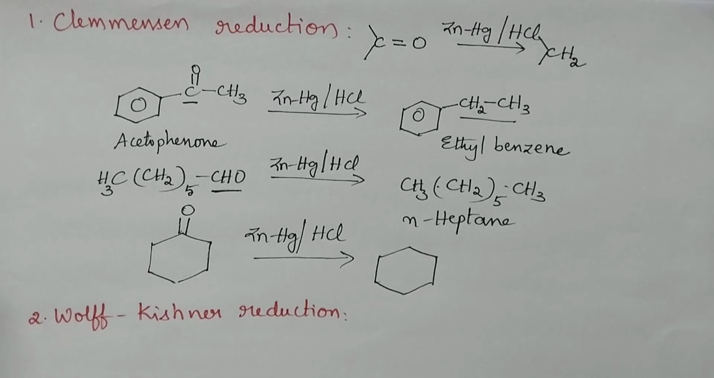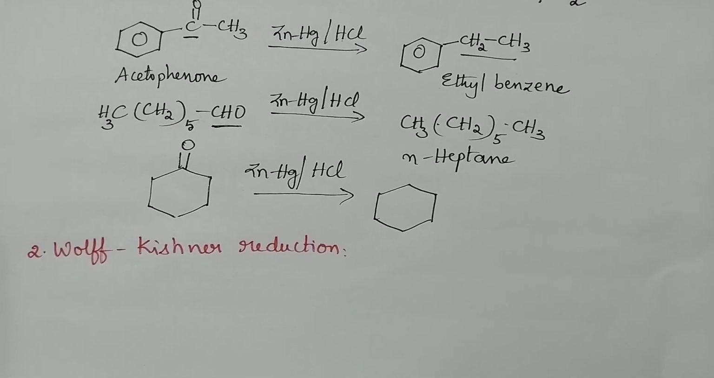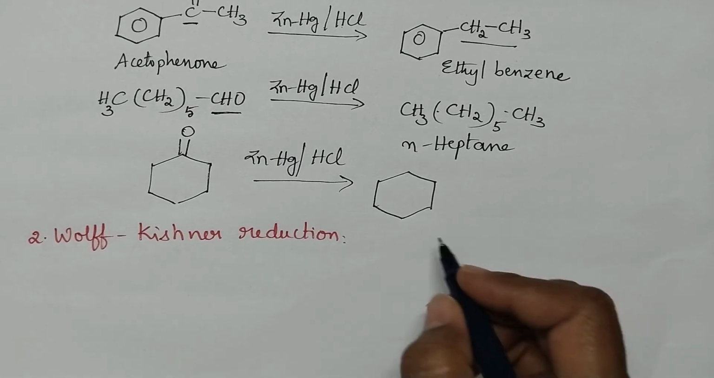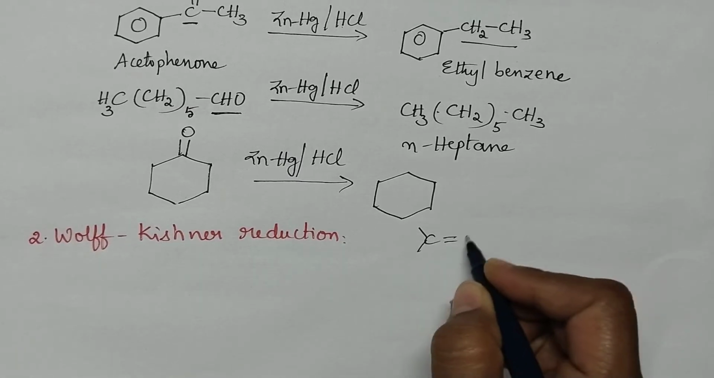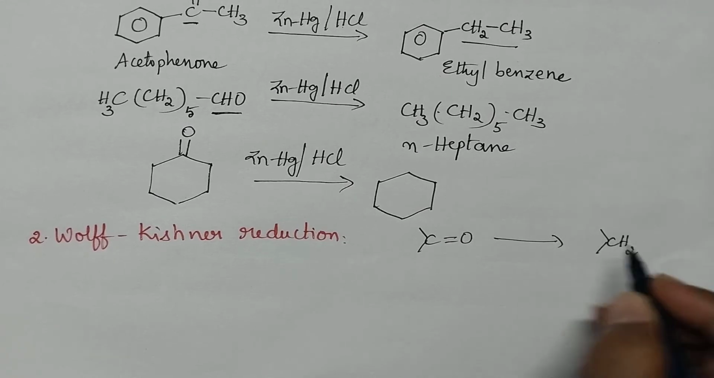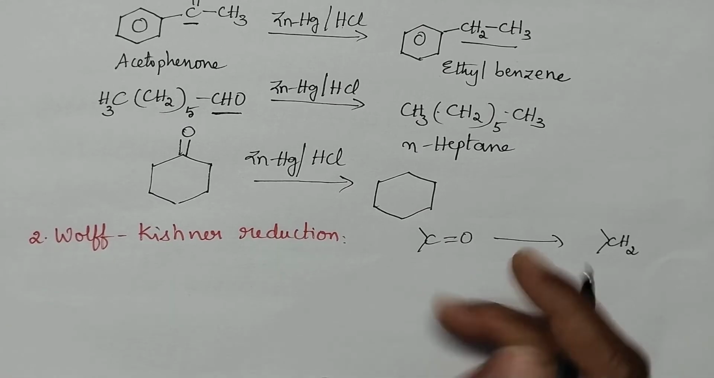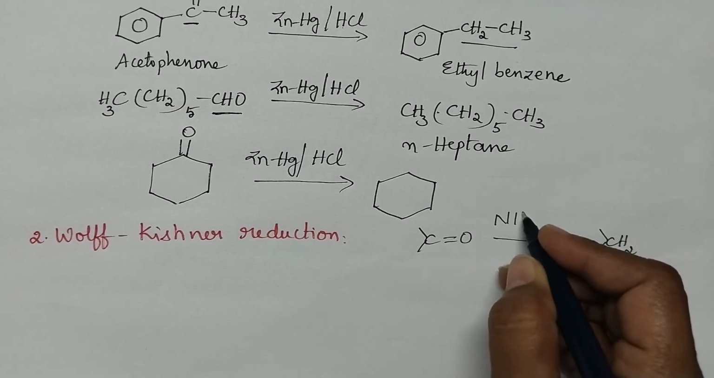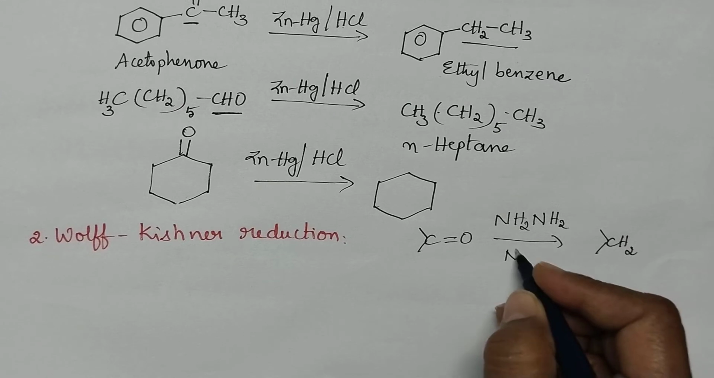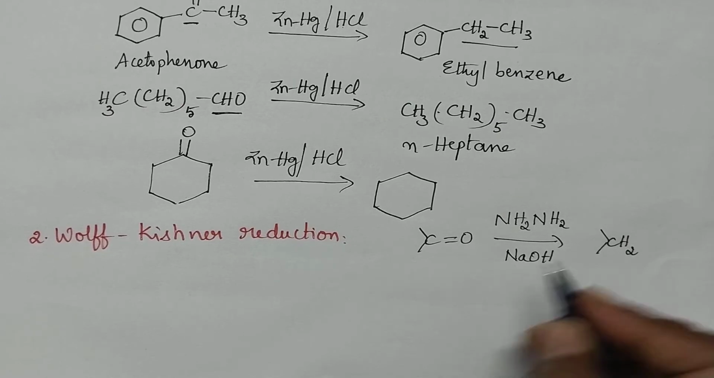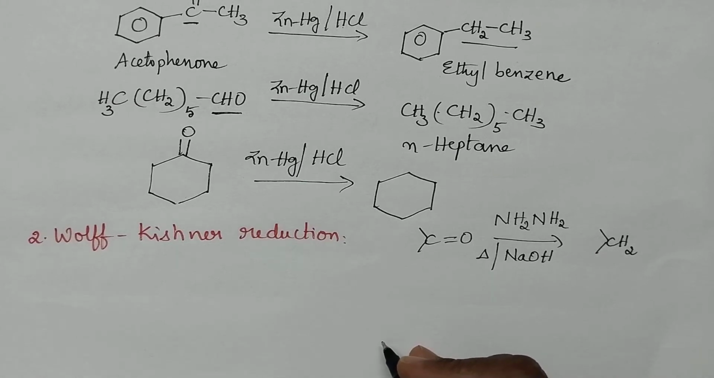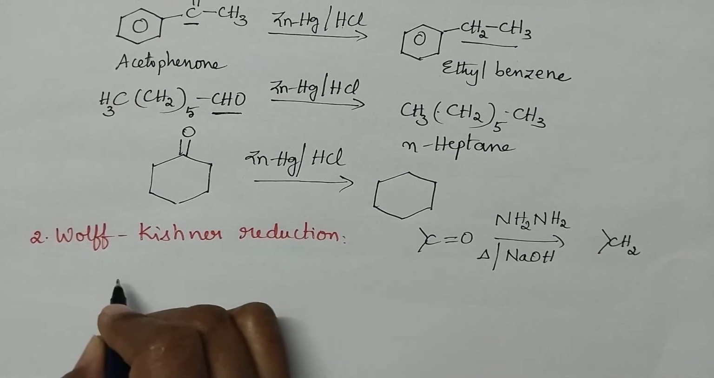Next, we will discuss about the Wolff-Kishner reduction. Here also what happens? Carbonyl group will be converted into methylene group, but here the reduction takes place in the presence of hydrazine and sodium hydroxide. Generally heating will be done. Okay, let us see two examples.